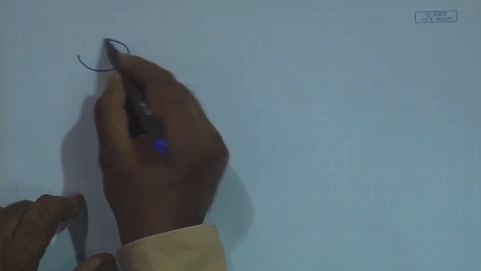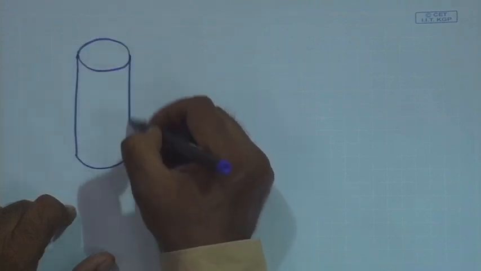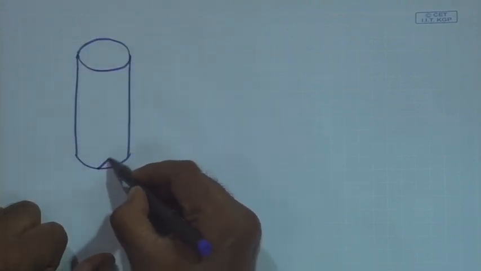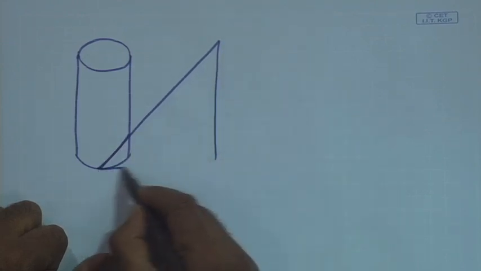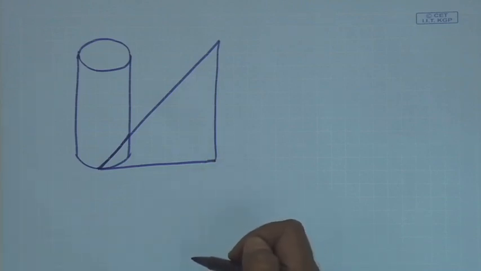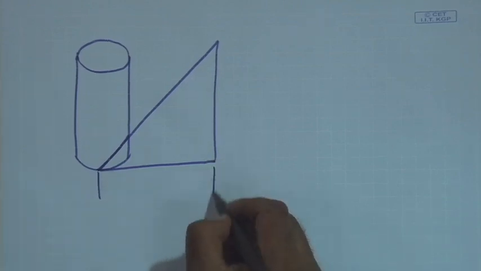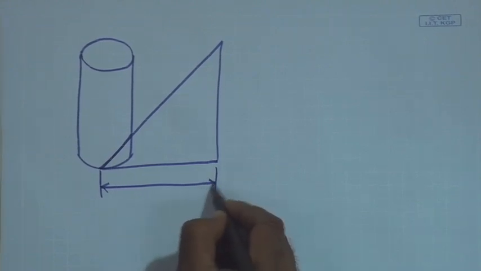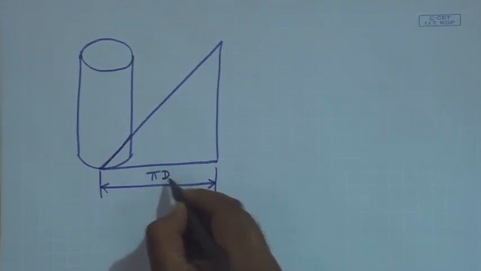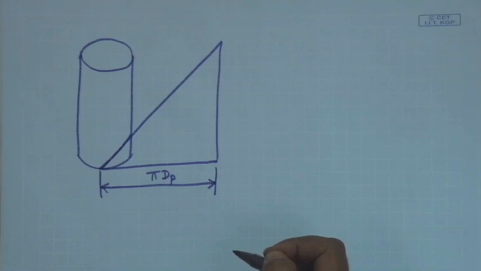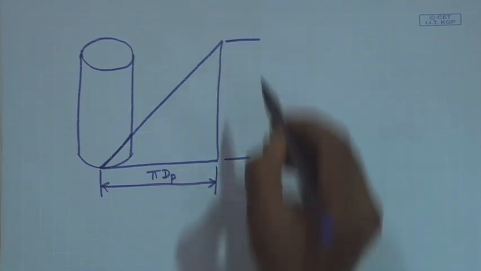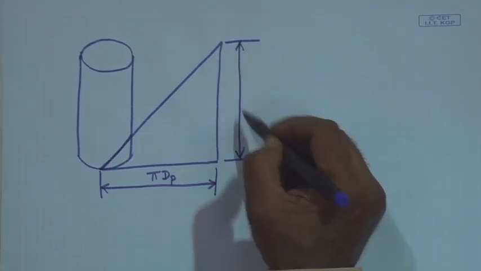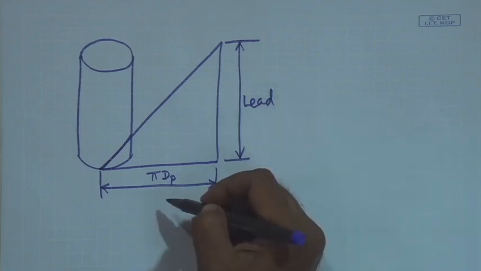Okay, this is your cylinder, this is your helix, and you unfold it so that you get a triangle. What is this triangle having? It is having this side equal to pi into dp. That means the circumference of the pitch circle. Okay, circumference of the pitch circle. It rides up by the lead in one rotation. So, this must be equal to lead.